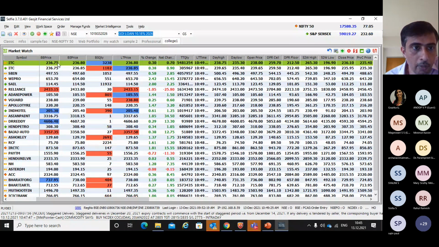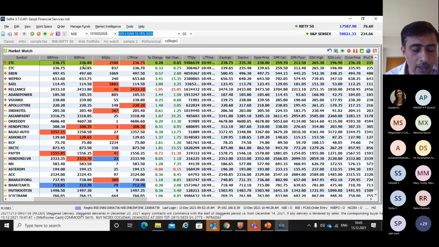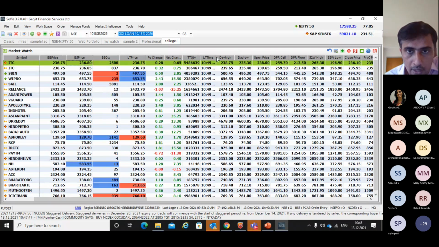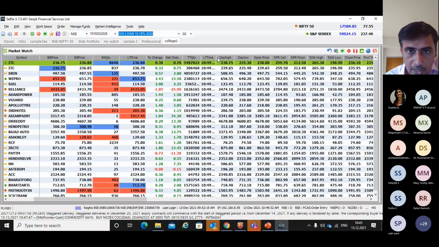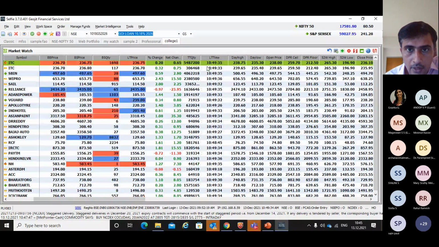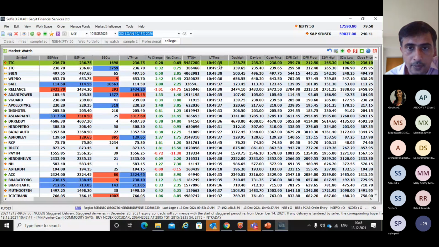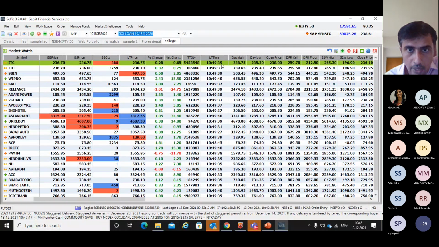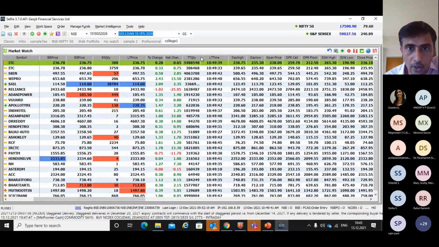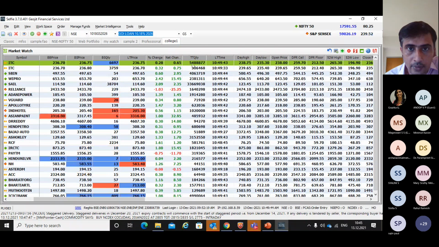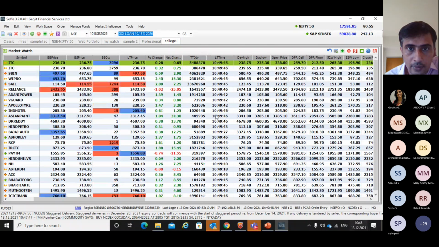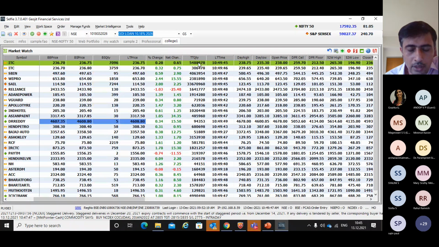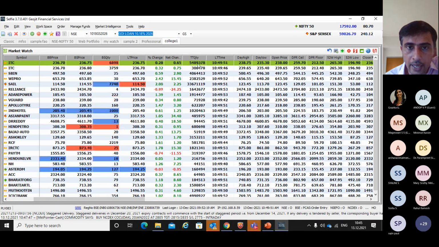Okay, so we were talking about the prices getting moving every millisecond. See the last traded time getting changed. 1049.35, 1049.39, and see the total traded quantity. This is the total traded quantity of ITC till 10:45 from today's market opening, which is from 9 a.m.